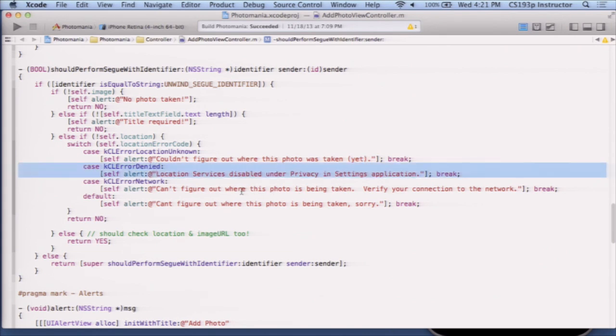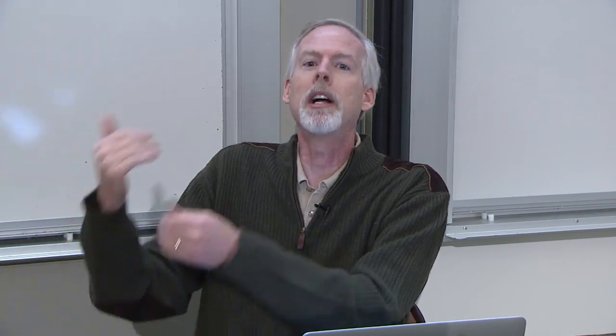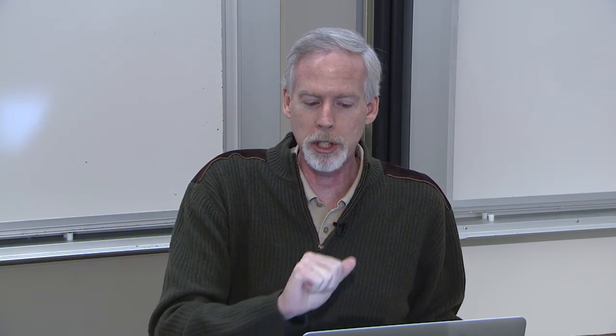Another one is denied. This shouldn't happen because we checked whether we were authorized before at the very beginning, remember? And we put a fatal alert up if you weren't authorized, but it's actually possible they could put this alert up, go to settings, disable it, come back, and click done, and then they'd be denied. So that's pretty rare, but let's check for it anyway. And if they do that, then we'll just tell them, go back into privacy and turn that thing back on. So we could get a denied, rare. Then the other one is network.